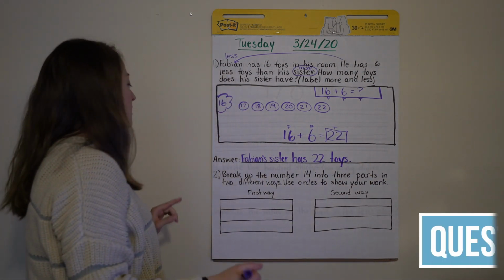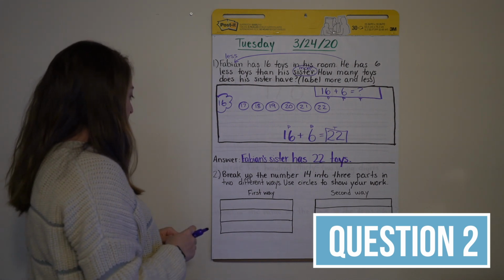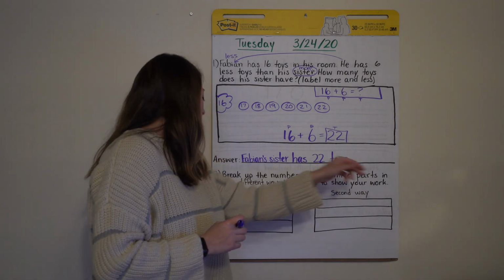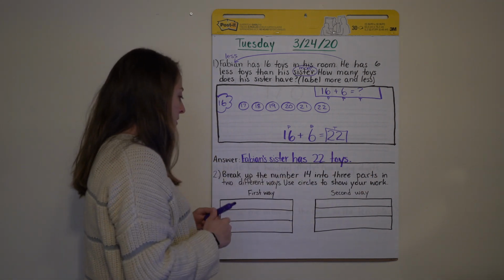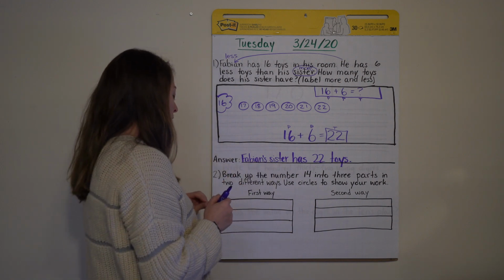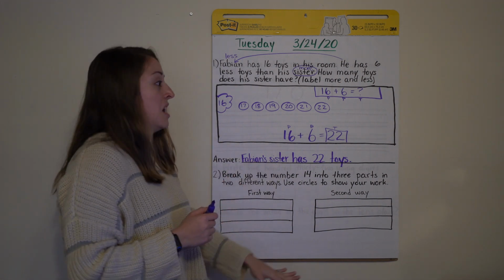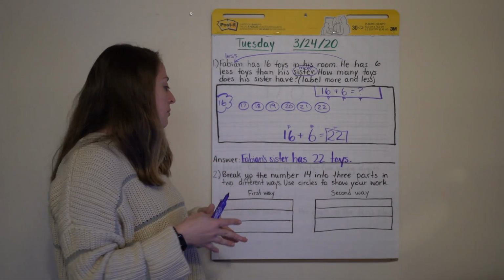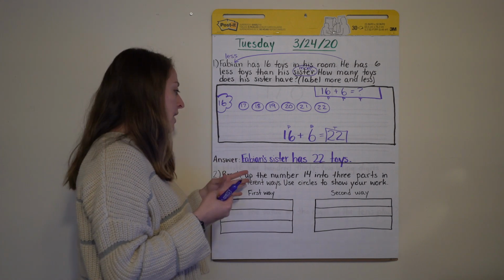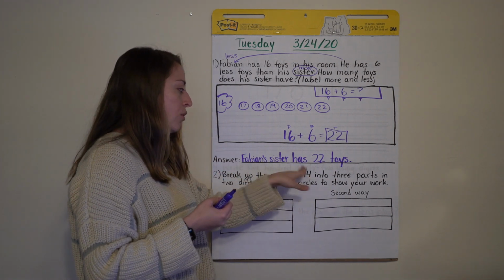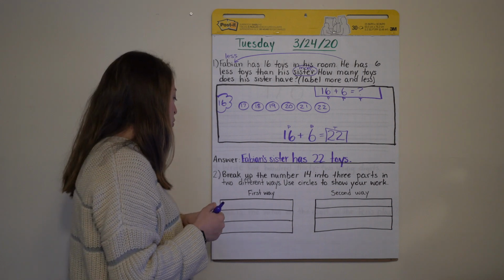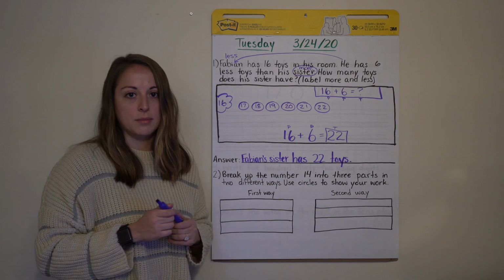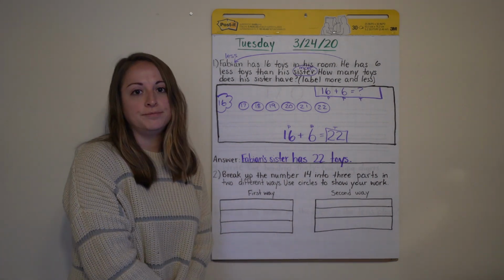All right, let's get started with number 2. Break up the number 14 into 3 parts in 2 different ways. Use circles to show your work. So we can do this in many different ways, so your answer doesn't have to match mine completely, just as long as you're making sure that when you add your 3 parts together that you have 14. Okay, so I want you to do your first way and then take time and do your second way. So I'm going to give you some time for that right now.